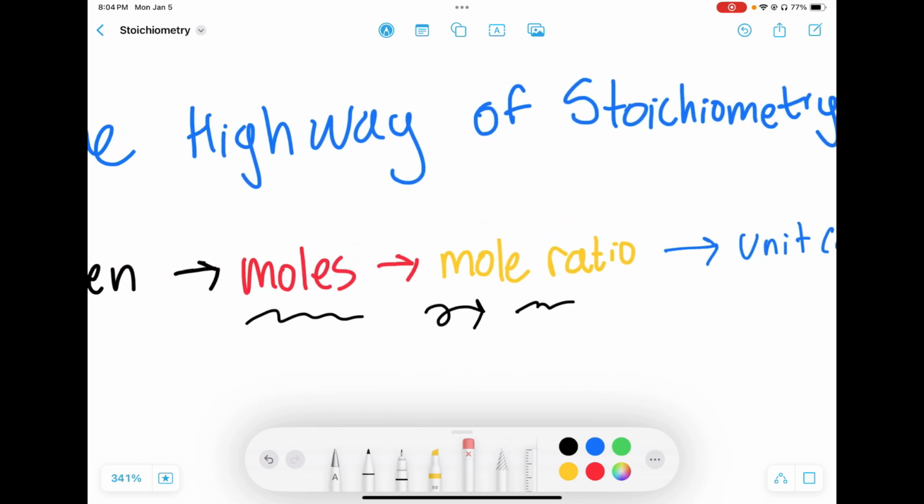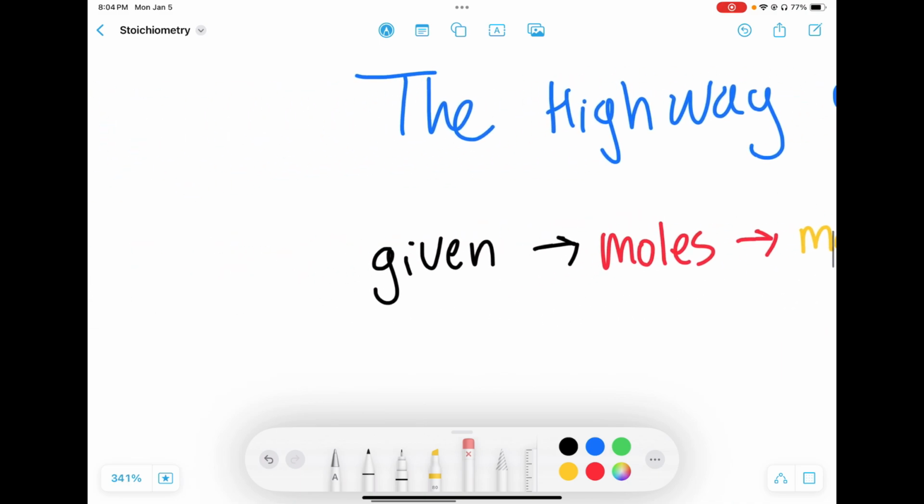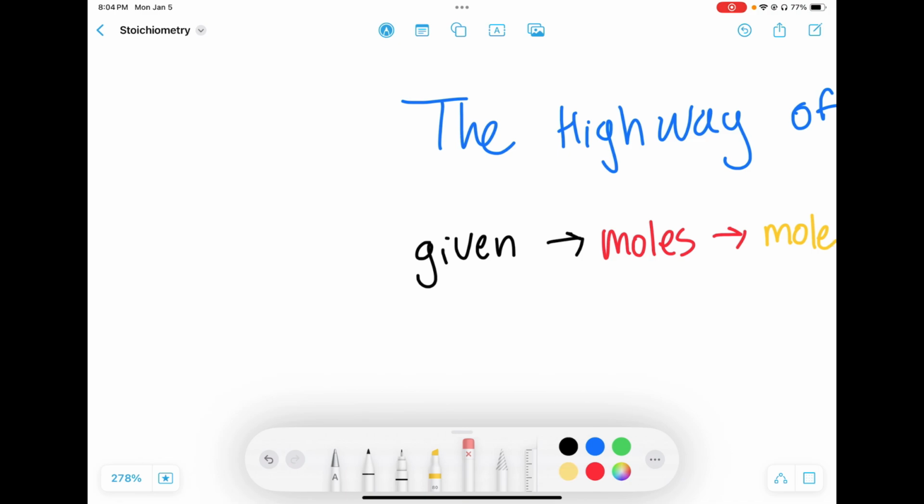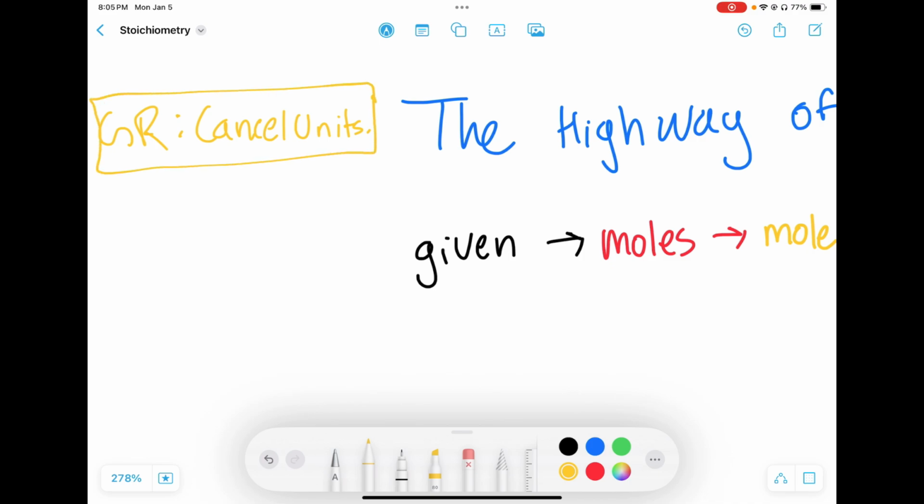And the biggest thing that we want to keep in mind, the golden rule of stoichiometry, I'll put it right here. The golden rule, cancel units. That's really all you want to do. If you cancel units, then you're on the right track.